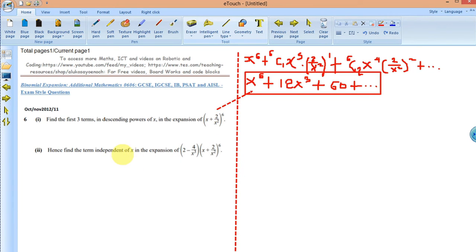Now hence find the term independent of x in the expansion of this. If you look at this, now this is x cubed and this is x cubed. So I think everything is pretty cool. So what I'm going to do now is just go ahead and write this here: 2 minus 4 over x cubed, then into this. Hope that is clear, guys.